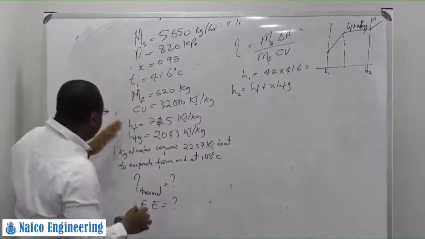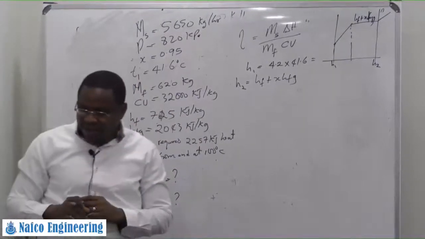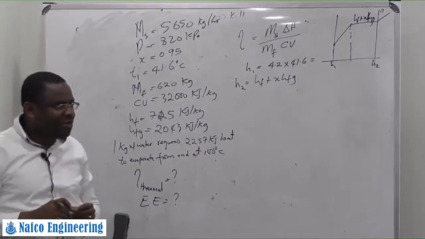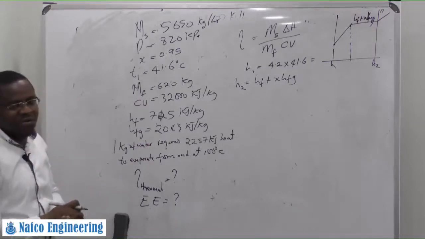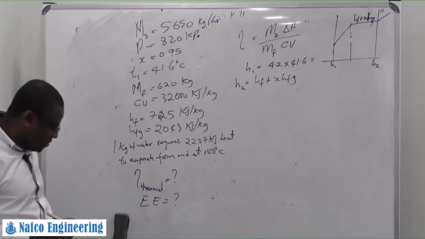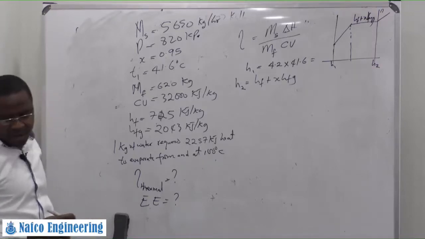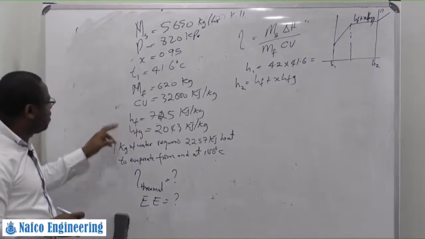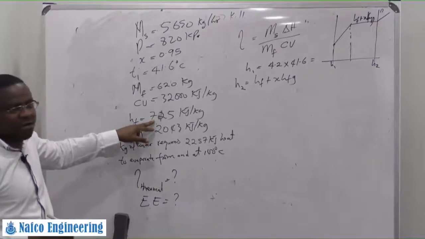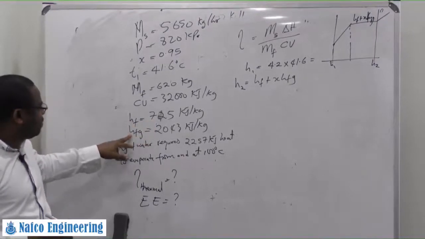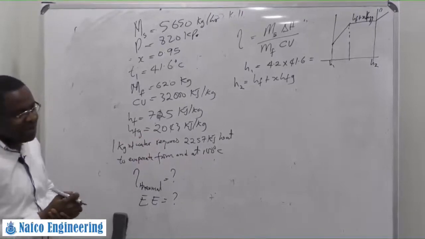Okay, why HF? This is from the table. Let's scrutinize this table that we have. Let's just check for 820 kPa. What is the HF for 820? 725. Okay, and the HFG, 2043. So it means that the table is a good one.